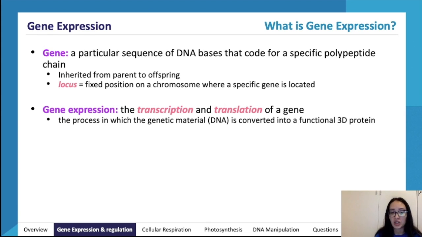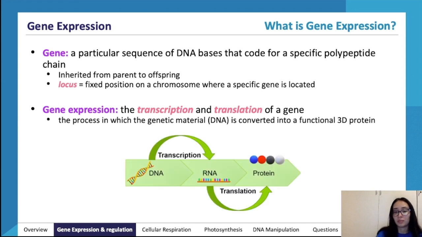What is gene expression itself? This is the transcription and translation of a gene. This is the process by which genetic material such as DNA is converted into a functional 3D protein. So it goes from DNA to RNA or mRNA, and this mRNA will then be translated into a polypeptide, hopefully a functional protein.